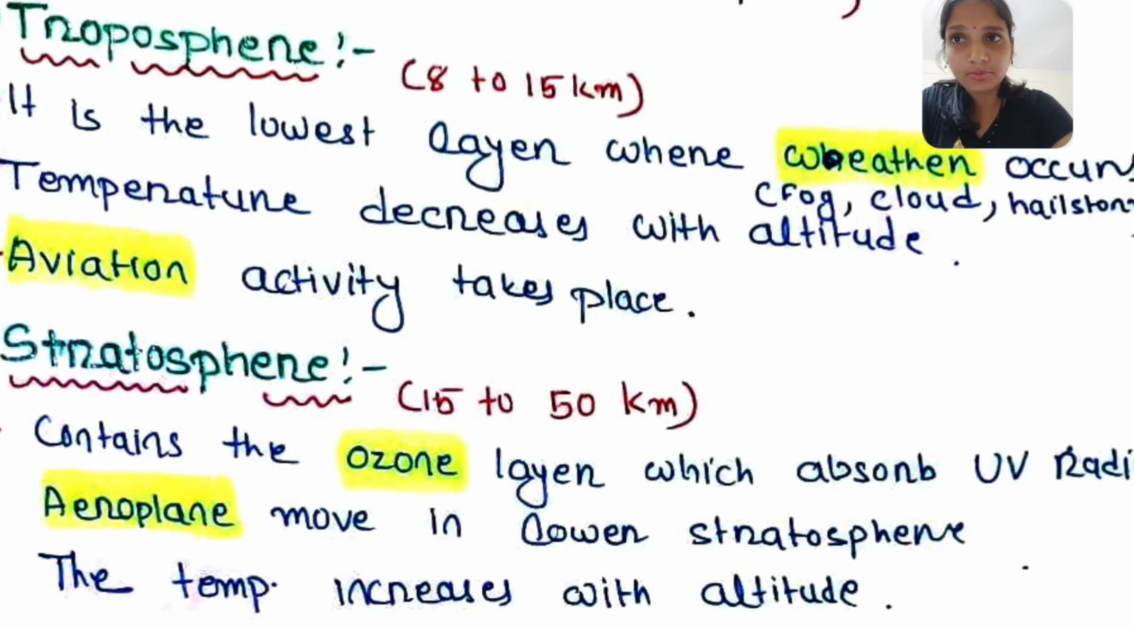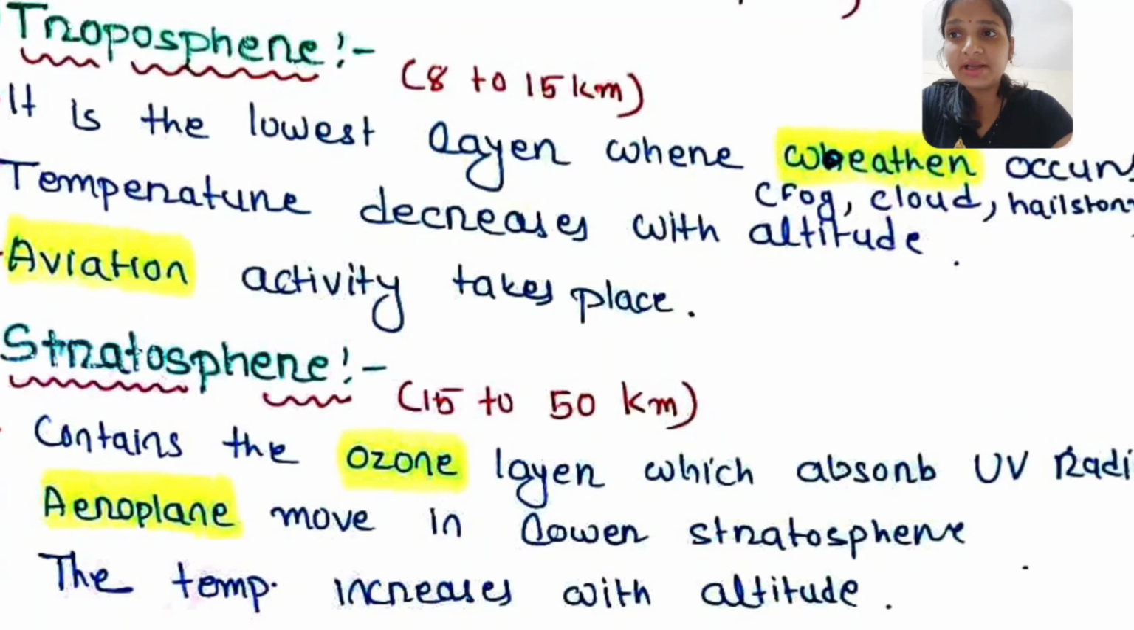First comes the troposphere, which ranges from 8 to 15 kilometers, and it is the lowest layer where the weathering occurs. The weathering like the fog, the cloud, the hailstorm all occurs in the troposphere level, and temperature decreases with the altitude in the troposphere level. As we go high, the temperature decreases. Aviation activities take place in the troposphere level. That is the takeoff of aeroplanes and all the aviation activities are carried out in the troposphere level.